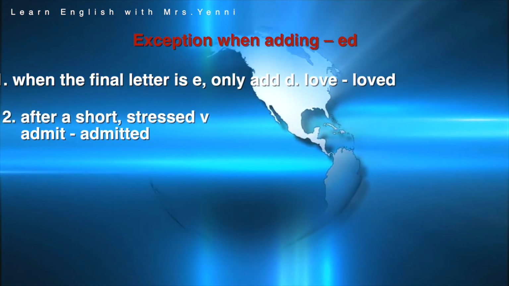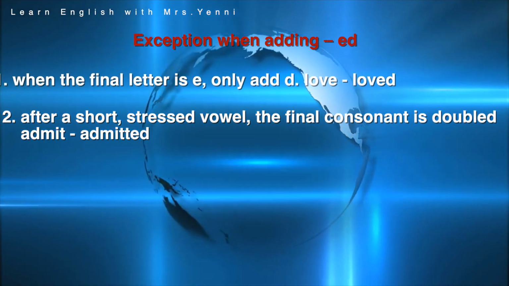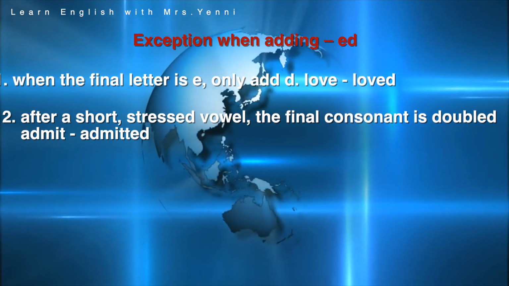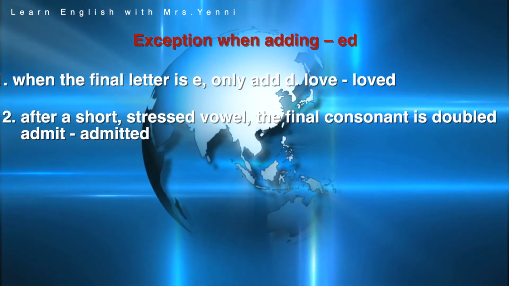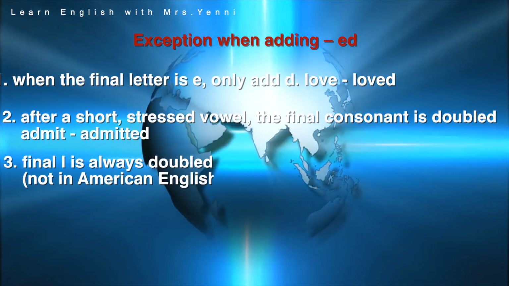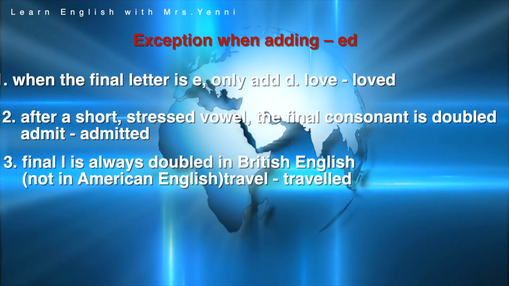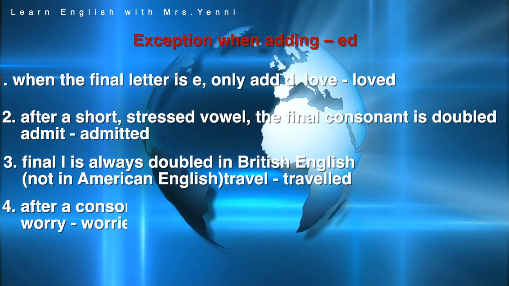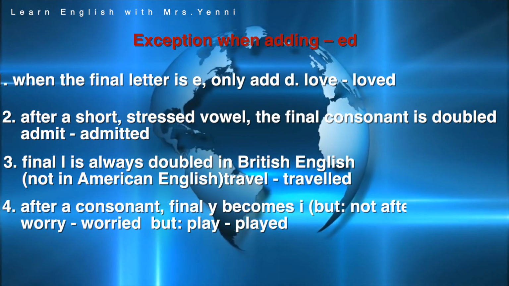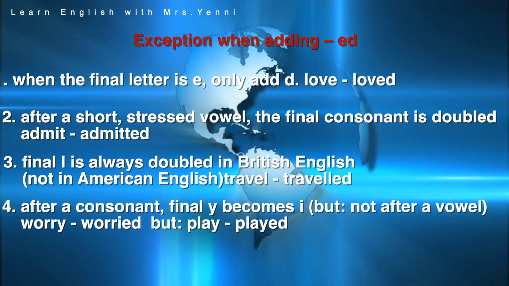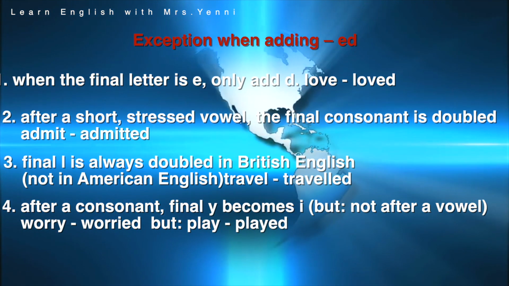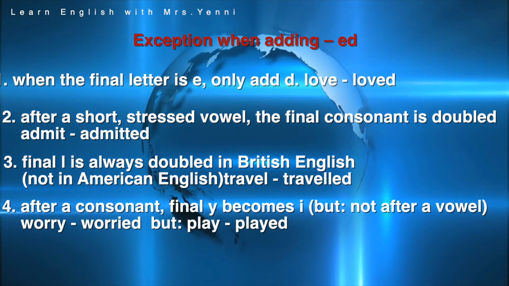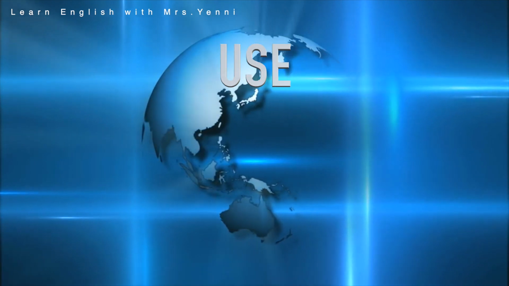After a short stressed vowel, the final consonant is doubled. For example, admit: the T is doubled, becoming admitted. And then the third one: final L is always doubled in British English, but not in American English. Travel becomes traveled. After a consonant, final Y usually becomes I, but not after a vowel. Worry becomes worried, but not play. Play still has Y.